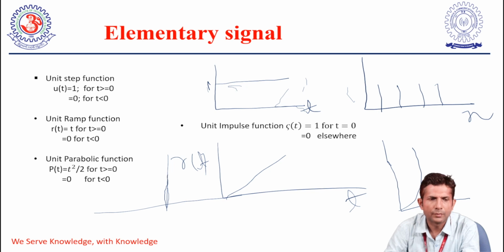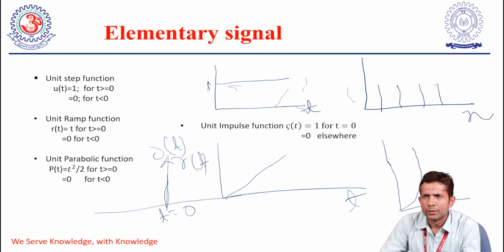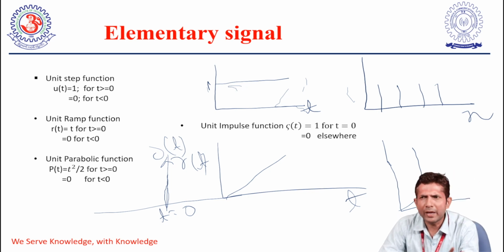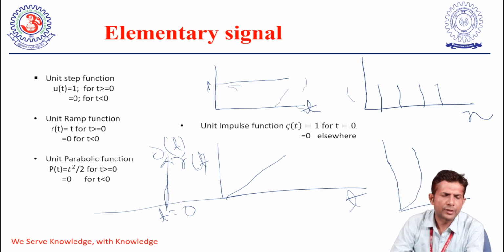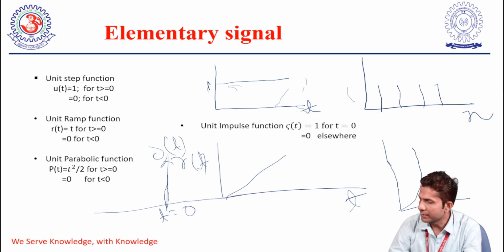So this is a unit step function, and it is represented by del of t. So it is defined only at t equal to 0. So now we have studied the different types of elementary signals: unit step signal, unit ramp, unit parabolic function, and unit impulse function. I hope that you have understood these elementary signals.